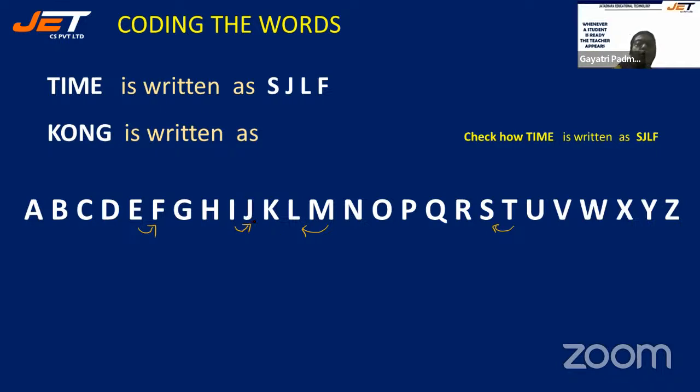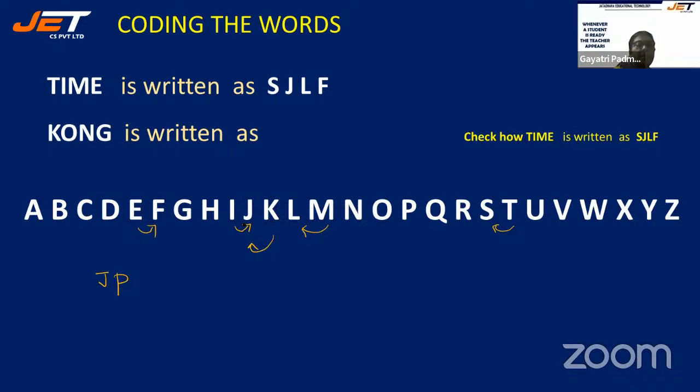Fine. So now how do we write KONG? T is written as S, backward. So K should also be written backward, that is J. Let's check. Let's try this method. I is written as J, forward. So O should be written forward, P.